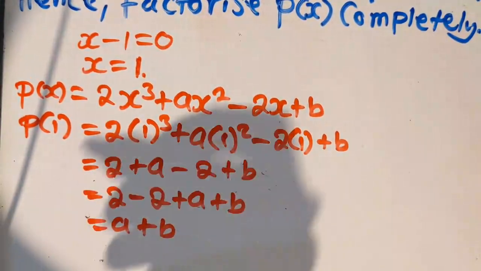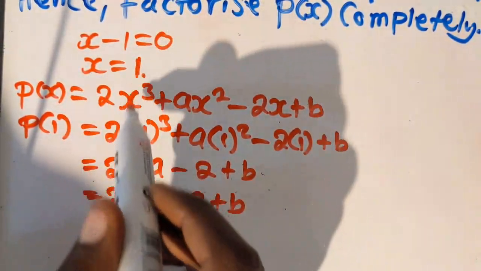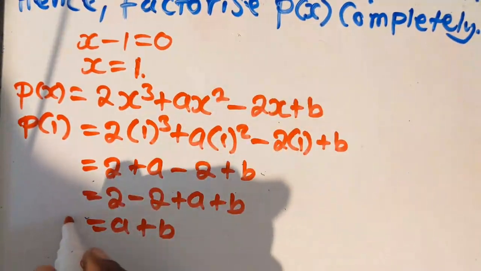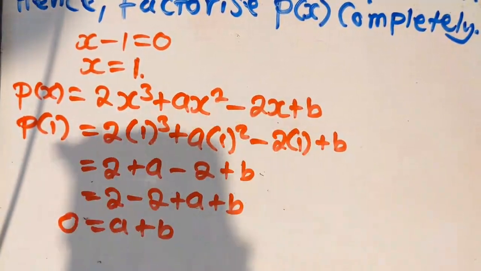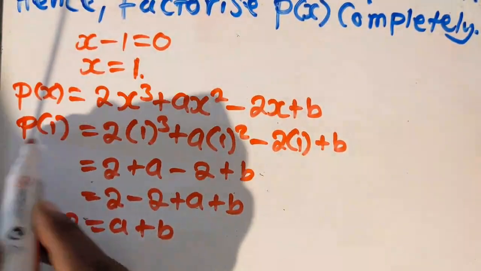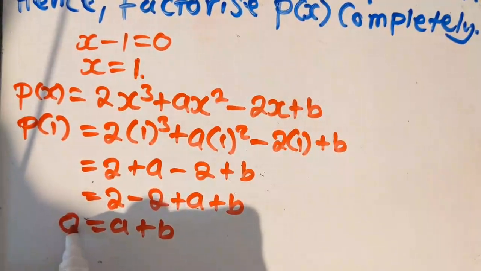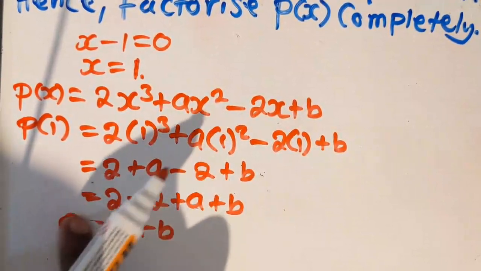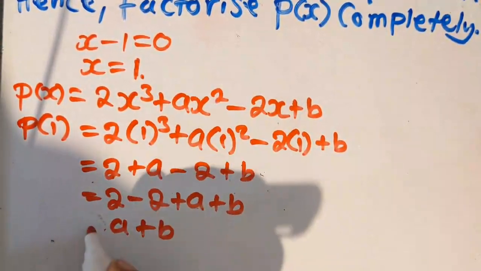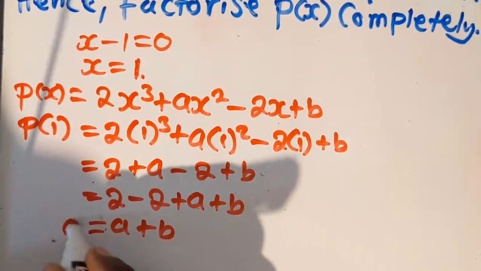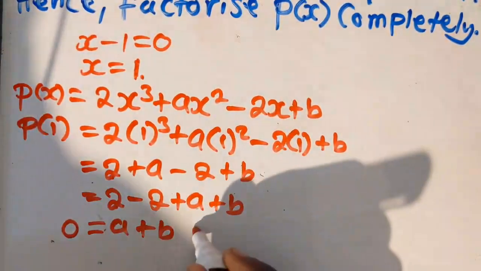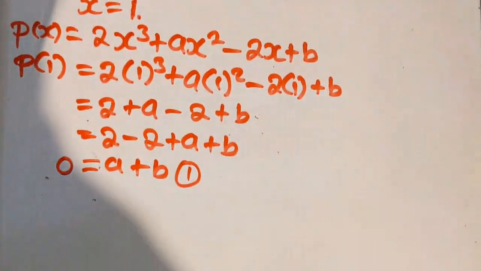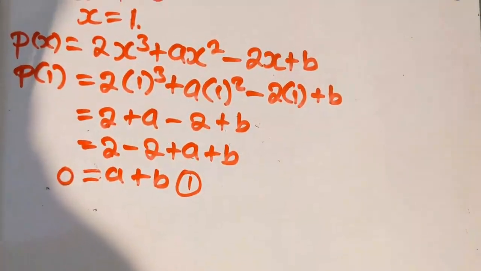And we know that when you divide this into the whole thing, since it is a factor, it's supposed to give you 0. Okay? So 0 is the remainder. So we are saying that the remainder is 0. Okay? So this is our first equation.